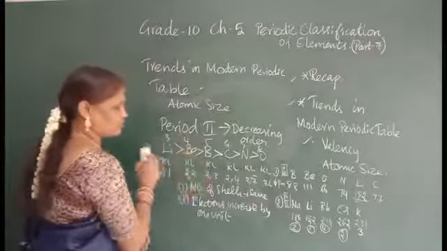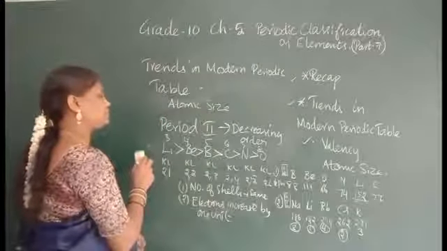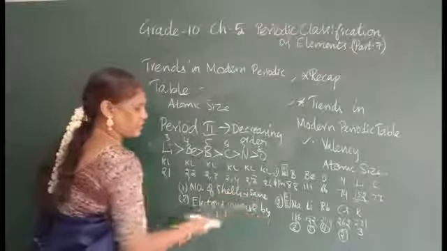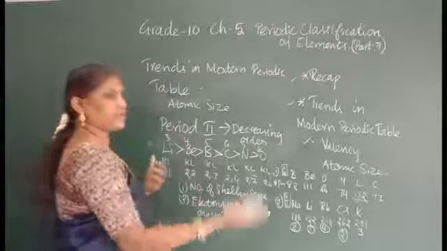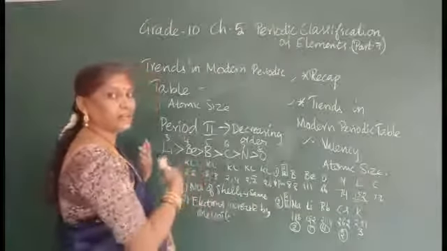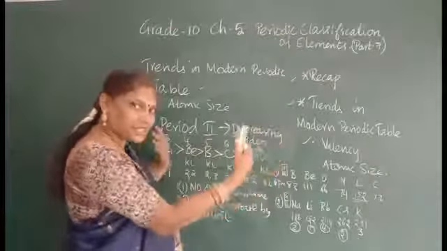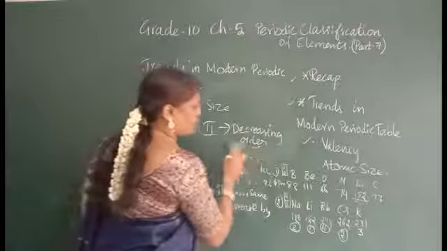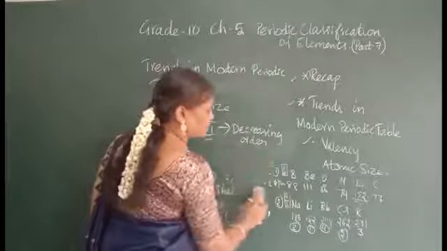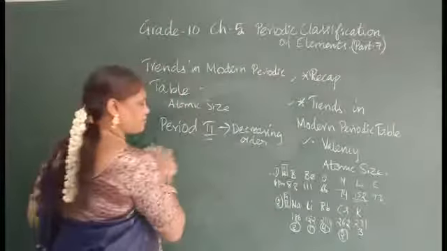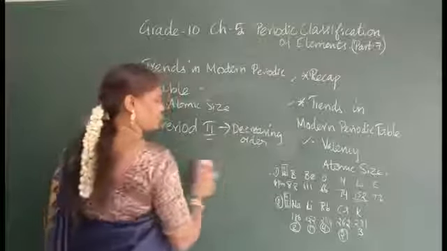These are the points you should know. The number of shells will be same. Electron increases by 1 unit. So the force of attraction between the positive and negative charge increases from left to right. So the atomic size started to decrease. In the period, the atomic size decreases. That is why when you are arranging, it has come from higher to lower, from left to right.